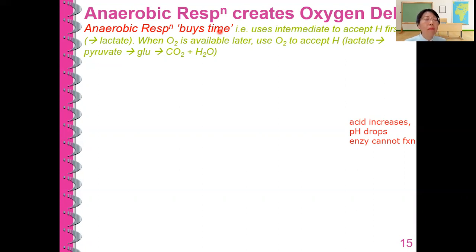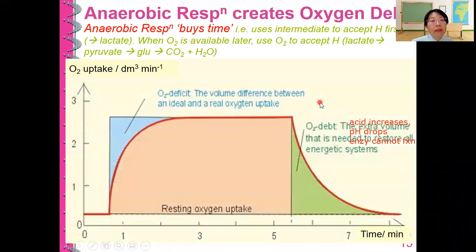I want ATP now, but I pay you with something. I don't have oxygen, okay, I pay you an alternative hydrogen acceptor. Please accept it first. When I get oxygen, I pay you back. This only mammals can do. The rest of the organisms cannot. Ethanol fermentation cannot do this.